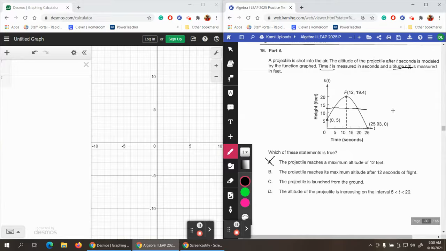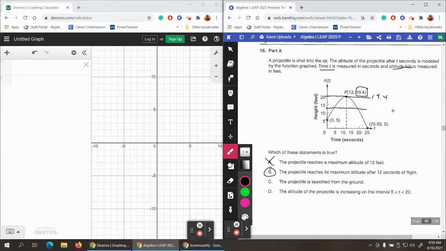The projectile reaches its maximum altitude after 12 seconds. Well, where is its maximum altitude? I know I'm going through 20, but it tells us it's not 20. It's actually 19.4, right? This is actually 19.4, which means 12 is the seconds. That's the maximum. So 12 seconds after flight, yes, that's the correct answer.